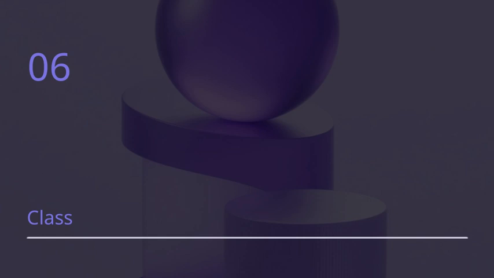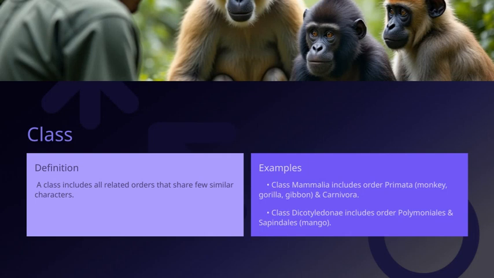and future application. Now, let's look at class Dicotyledonae, which includes orders like Polemoniales and Sapindales, the latter of which contains the mango. This class is characterized by plants that typically have two seed leaves, or cotyledons, and share certain morphological features. Moving on to class Mammalia, this group encompasses various orders, including Primata, which features animals like monkeys, gorillas, and gibbons, as well as Carnivora, which includes carnivorous mammals.